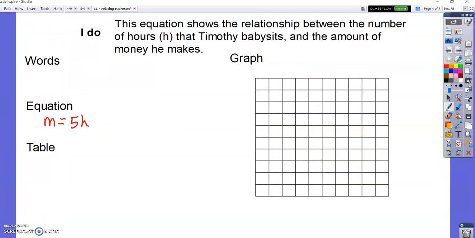All right, so I'm going to this time start with an equation and then try to make the other 2 from the equation. So it says this equation shows the relationship between the number of hours that Timothy babysits and the amount of money that he makes. So M equals 5 times H. So when I start with an equation, it is tough. You don't yet know how to go straight from an equation to a graph, but you do know how to go from an equation to a table.